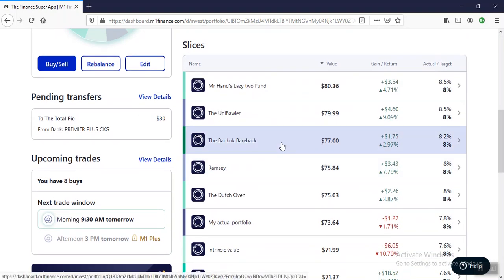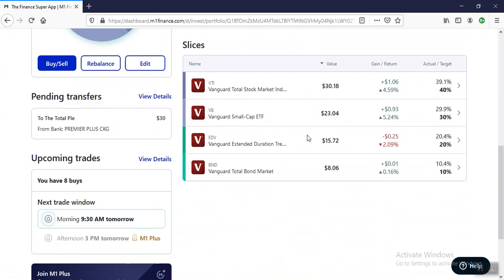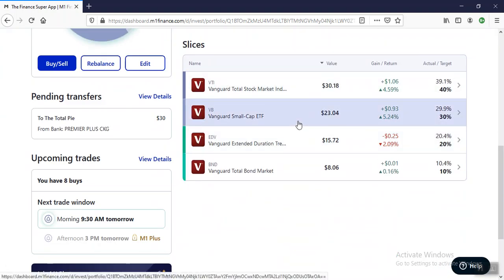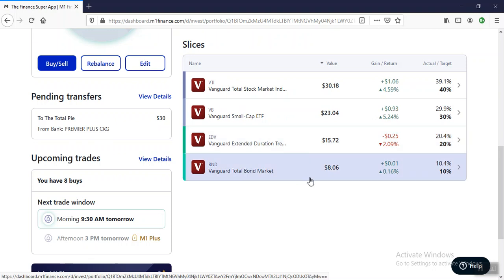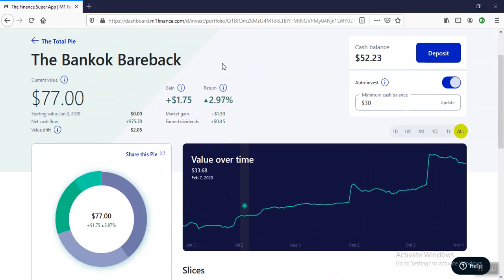And we are at the Bangkok Bearback. That is the total stock market, small cap ETF for some extra juice, Vanguard extended duration treasuries. I'm going to get rid of that. And Vanguard total bond market.